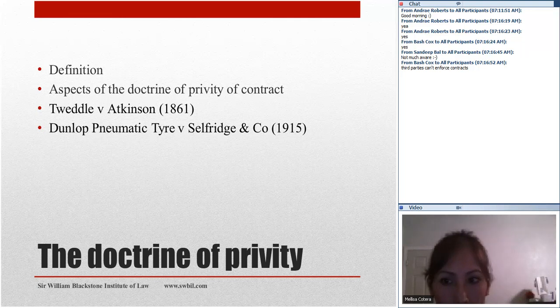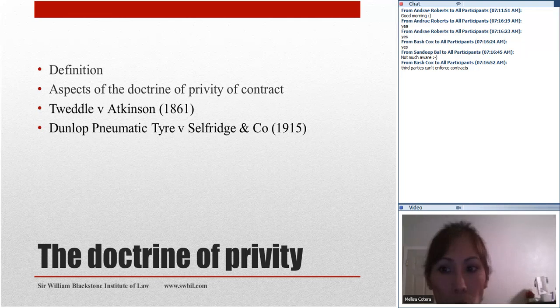Dunlop made tires. So this company, Dunlop, didn't want them sold cheaply, but wanted to maintain a standard resale price. So Dunlop agreed with its dealers, one of whom was View and Company, not to sell the tires below its recommended retail price. It also bargained for dealers to gain the same undertaking from the retailers. In this case, one of the retailers was Selfridge. If the retailers sold below the list price, they would have to pay £5 a tire in liquidated damages to Dunlop. Okay, so that was the agreement that Dunlop made with its dealers.